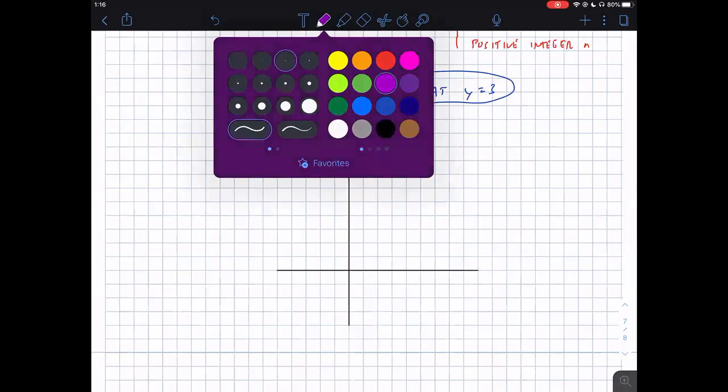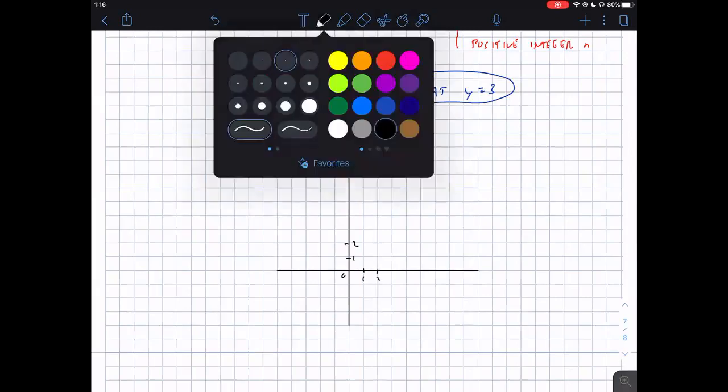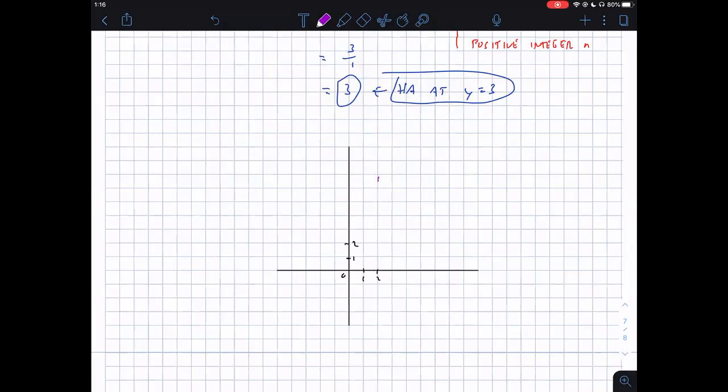All right, so here we have a vertical asymptote at x equals 2. I'm going to go by zeros and ones here, so 0, 1, 2, 1, 2. So here we have our vertical asymptote at x equals 2. Let's say our VA at x equals 2.